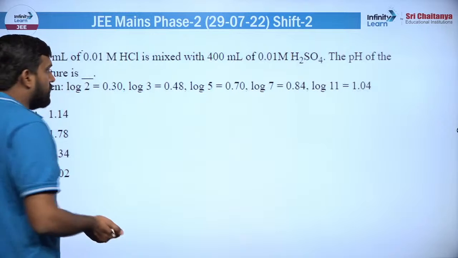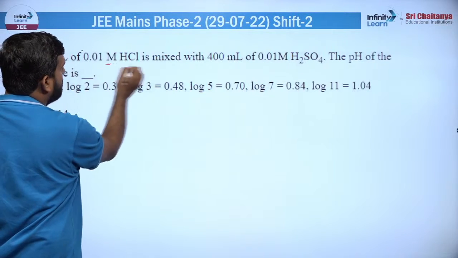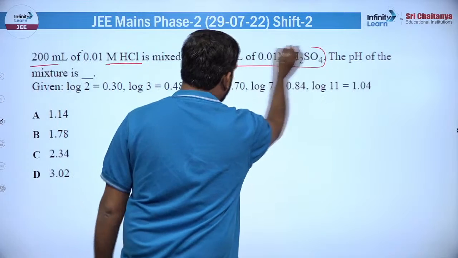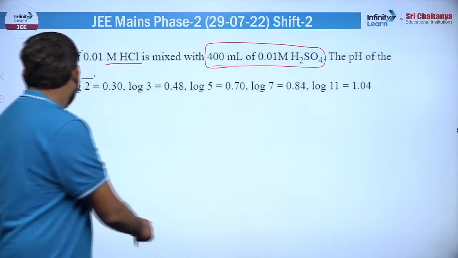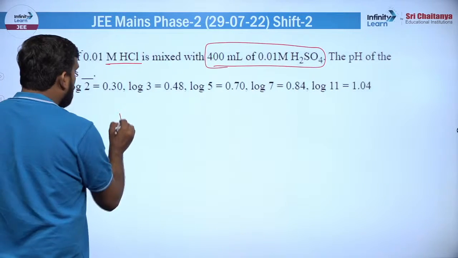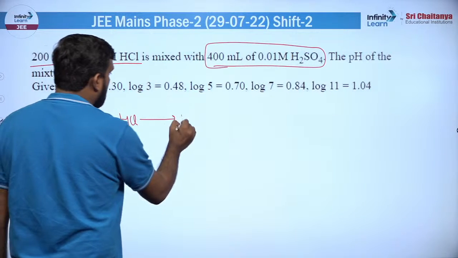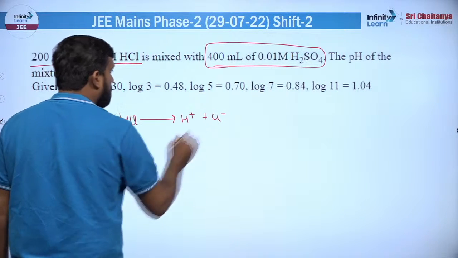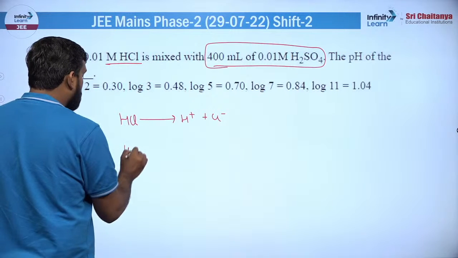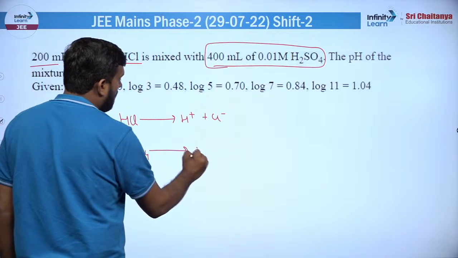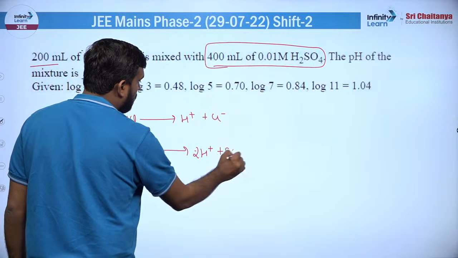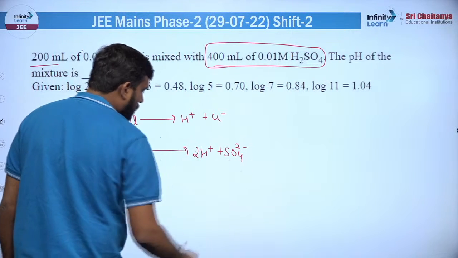Now the next question: 200 ml of this HCl is mixed with this H2SO4. Find the pH of the resultant mixture. So what will happen here? HCl is a strong acid, it will break down and give you H plus plus Cl minus, and H2SO4 also being a strong acid, will break down to give you 2H plus along with SO4 2 minus.